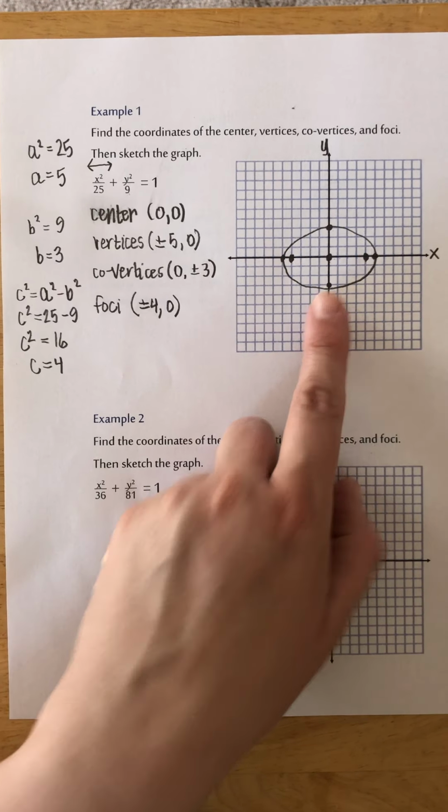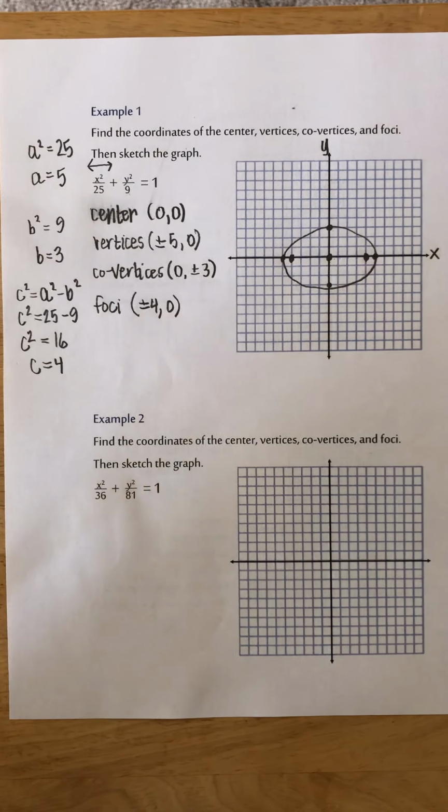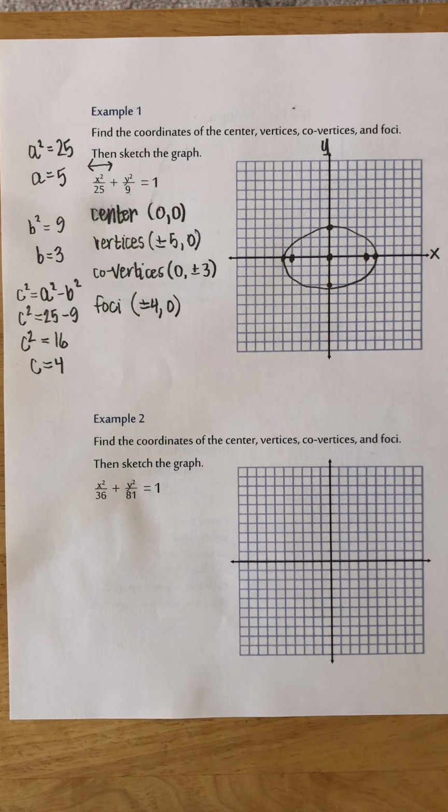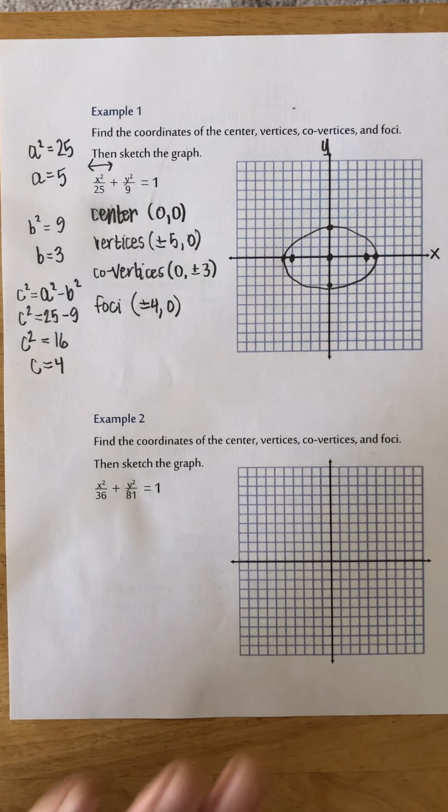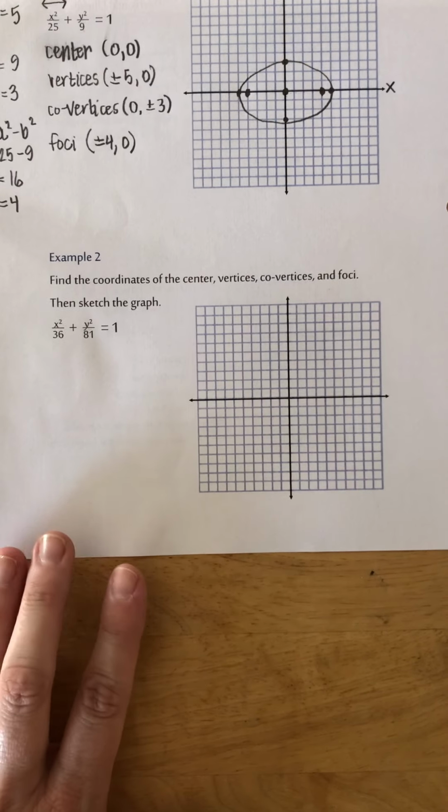I did a terrible job right there, but that's okay. I'm going to keep going. But that's all you have to do for example number 1. So it all comes down to, can you find the A, the B, and the C, and can you determine which way they go? That's it. So let's look at example number 2.